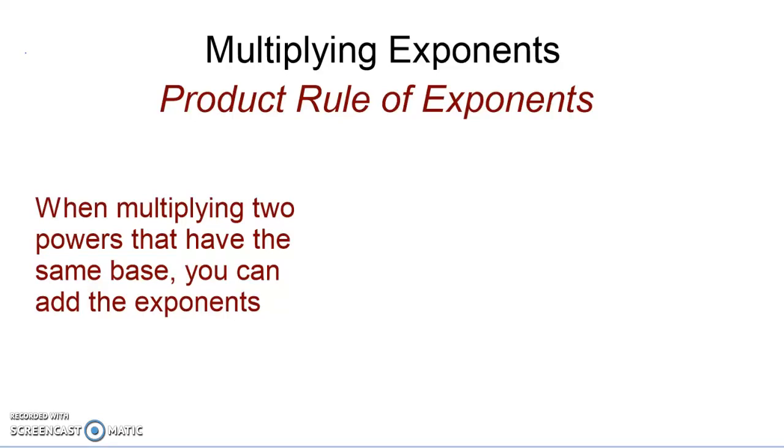All right, so this is the video on multiplying exponents, which is also called the product rule of exponents, or the exponent product rule. What this rule says is that when you are multiplying two powers that have the same base, you can add the exponents.